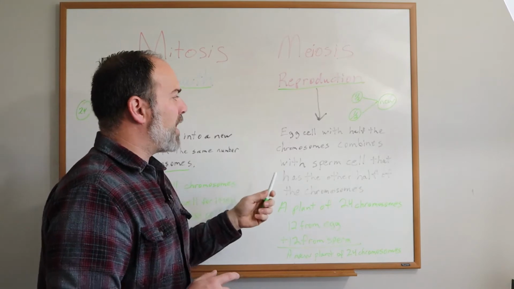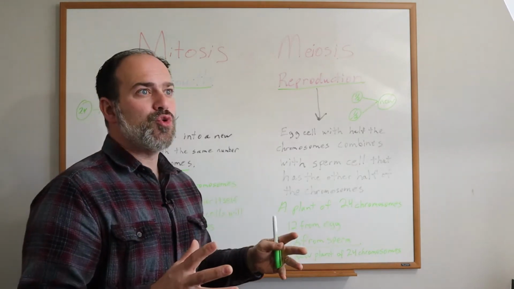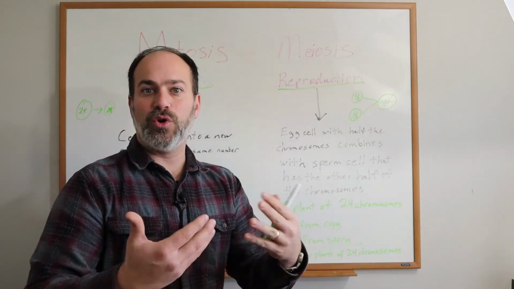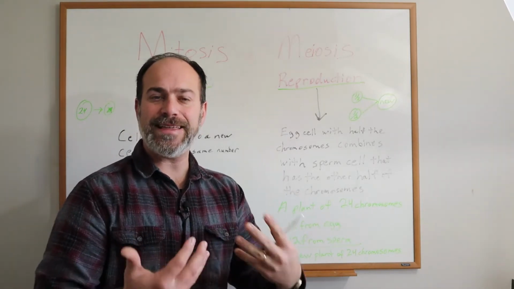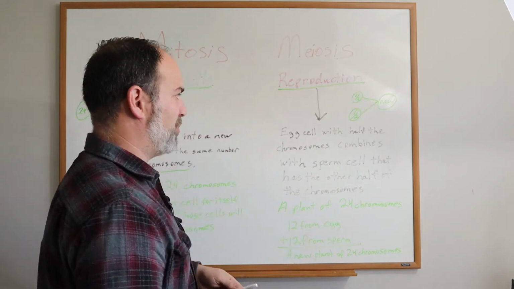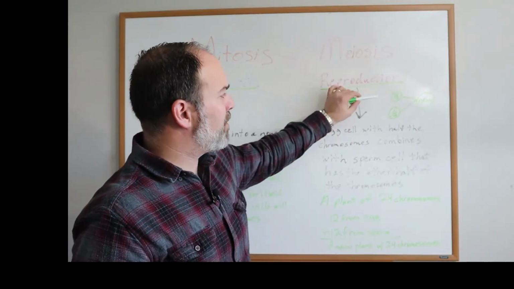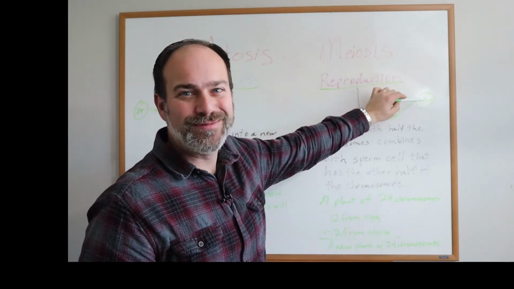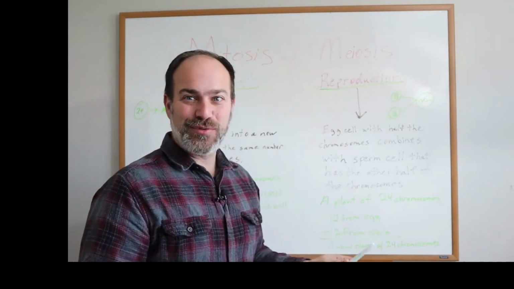Meiosis is when a new plant or a new animal or a new human is created in that process. So let's use the example of plants. And the key is to remember half and half create the new whole. All right? So let's talk about this for a second here.